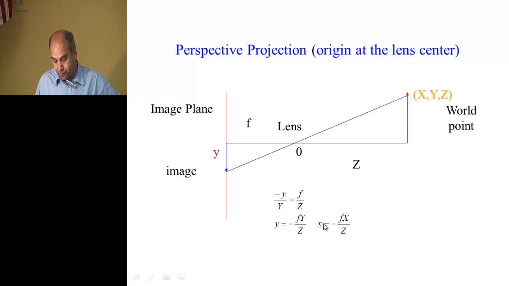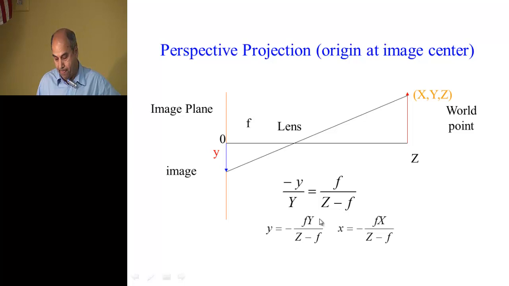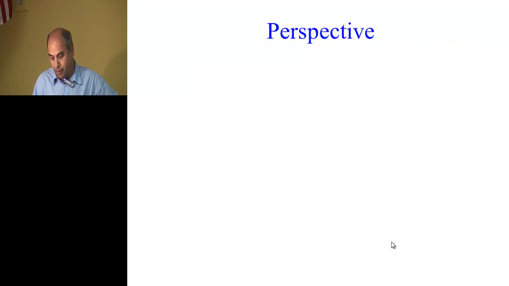Now, if the origin is here as compared to the origin at the lens, we'll have a slightly different relationship. This will again be minus y, this is uppercase Y, and this is F, but this distance is now Z minus F, because from here to here is Z, but since we are looking at this one, it's already F, so we have Z minus F. Then y becomes like this, and x becomes like that. So there's a little difference depending on where you assume the origin. Then the question is, how can we come up with a perspective matrix?